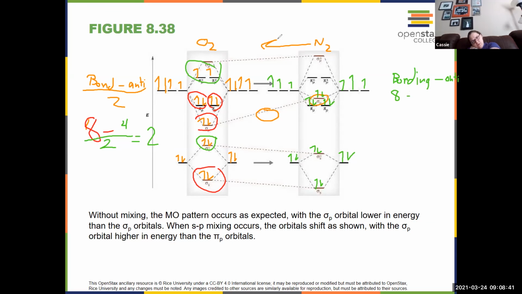Any antibonding? 4. Where do you get 4? Look for the asterisk. I'm trying. That's right, 2 is right there. 2. All right, my bad, the asterisks are right here. I'll work on those images there.